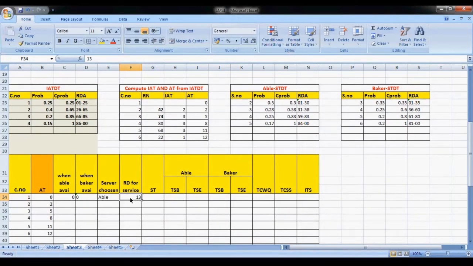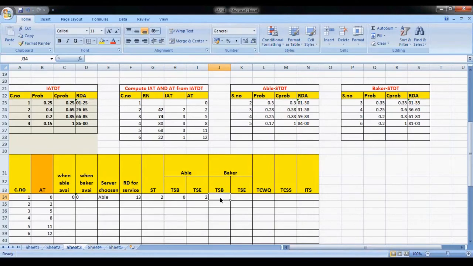Then go to the Able service time distribution table. Take 13 and check that 13 is falling in this range, because we are checking the Able service time distribution table. The reason is that the server chosen is Able. Its value is 2, so service time is 2. So time service begin is the arrival value, 0. And time service end is time service begin plus service time, 0 plus 2, is 2.